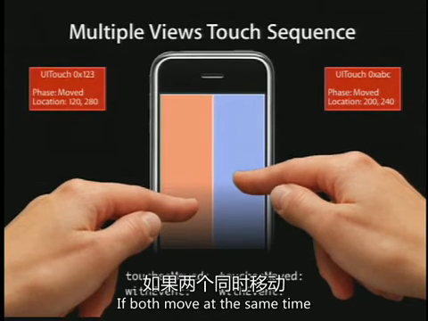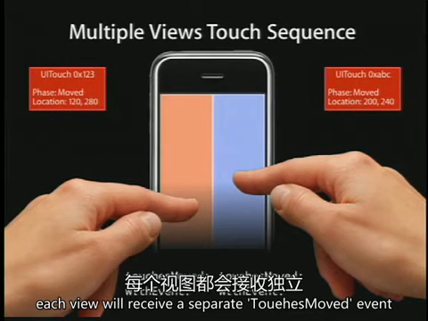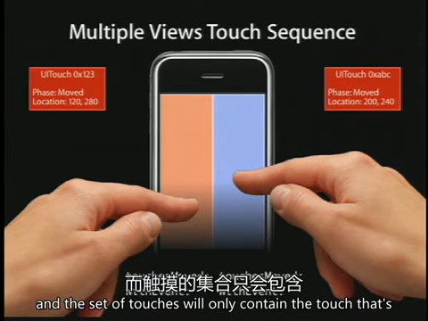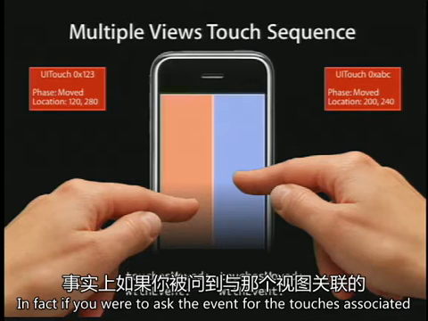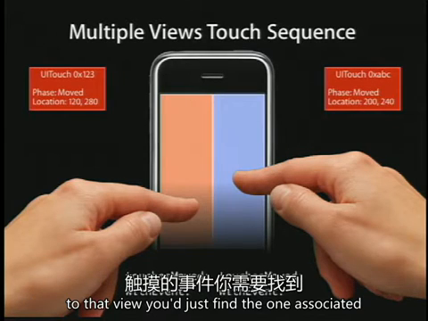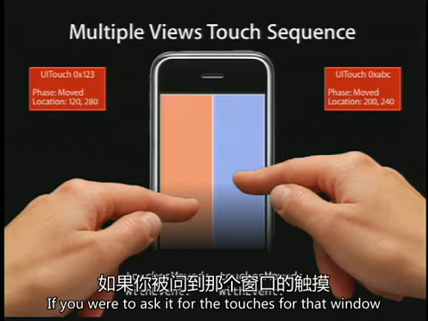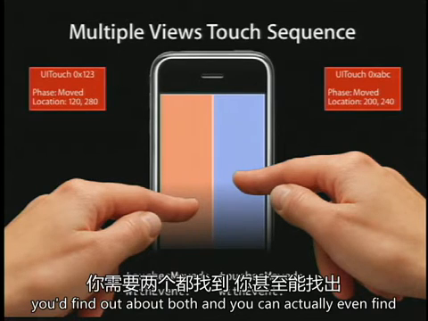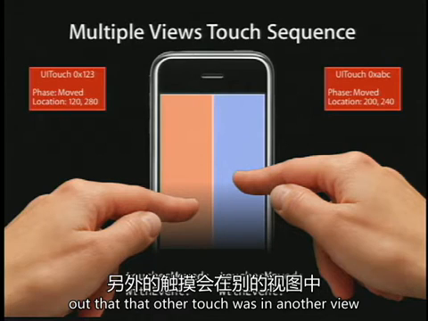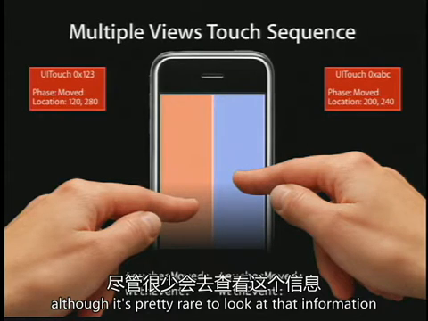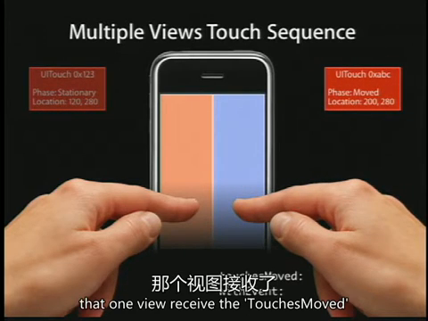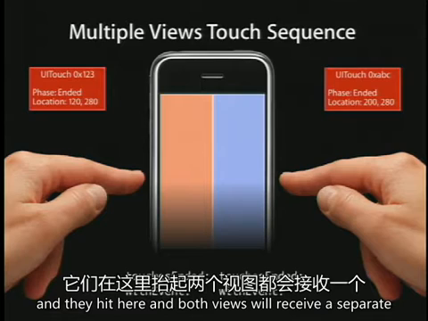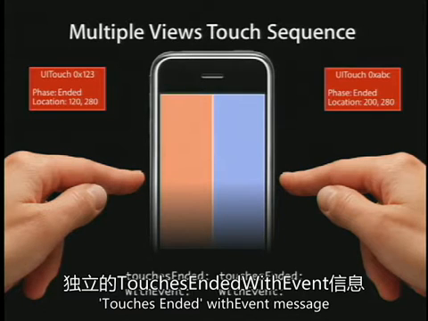If both move at the same time, each view will receive a separate touches moved with event, and the set of touches will only contain the touch that's associated with that view. In fact, if you were to ask the event for the touches associated with that view, you'd find just the one associated with either view. If you were to ask it for the touches for that window, you'd find out about both, and you could actually even find out that that other touch was in another view, though it's pretty rare to look at that information. Again, this one just moved, so that one view receives a touches moved. And when they lift here, both views will receive a separate touches ended with event message.